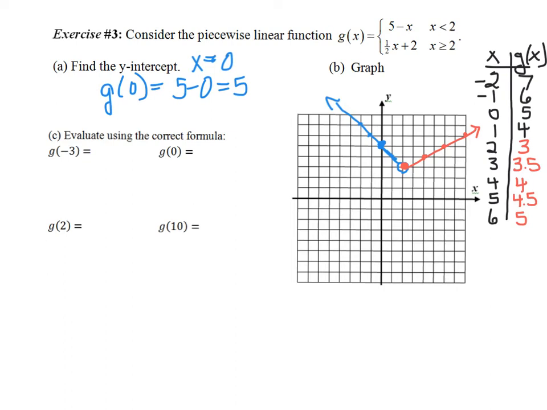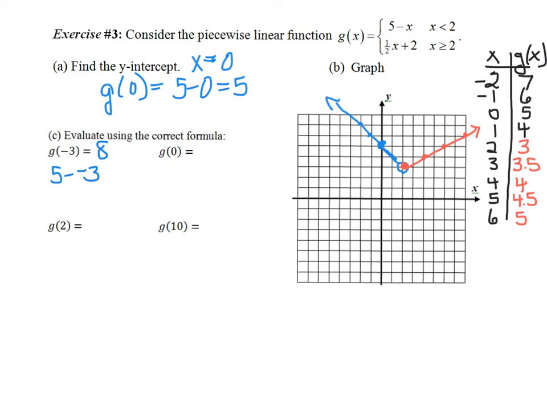Now for part C, we want to evaluate using the correct formula. A lot of these values are already in our table of values, but for the ones that aren't, we can use the correct equation. So g of negative 3 means that I'm going to be using the first equation. So I'm going to say g of negative 3 is going to be 5 minus negative 3, which of course gives me an output of 8.